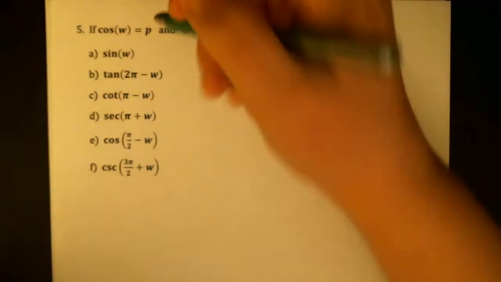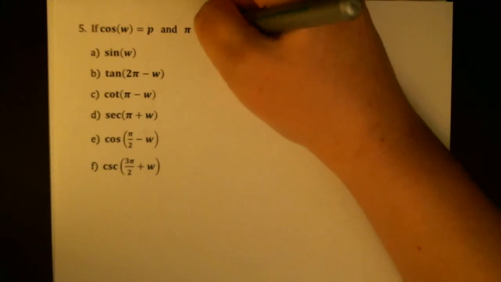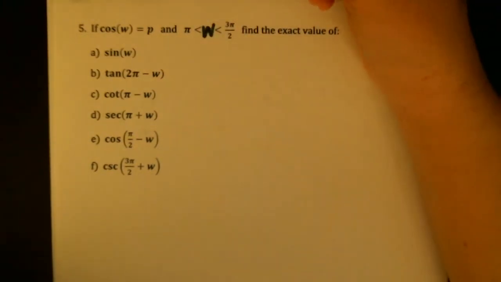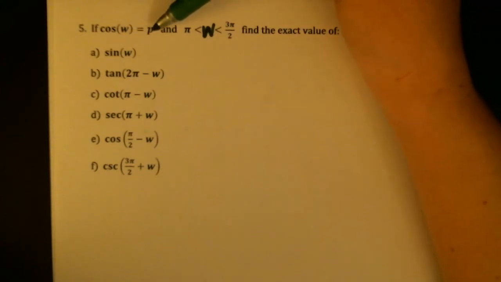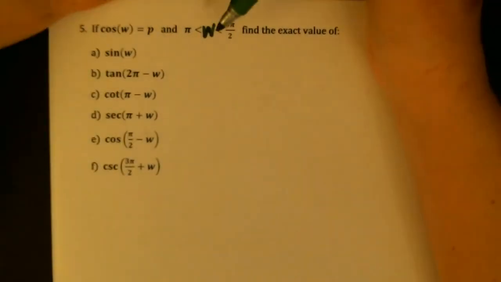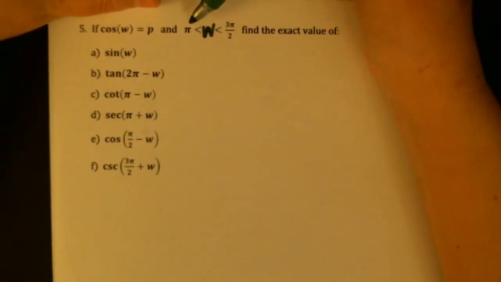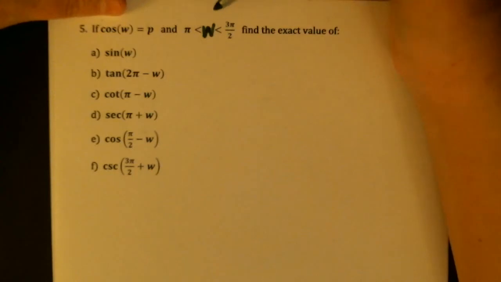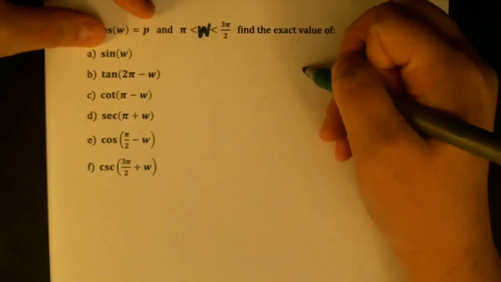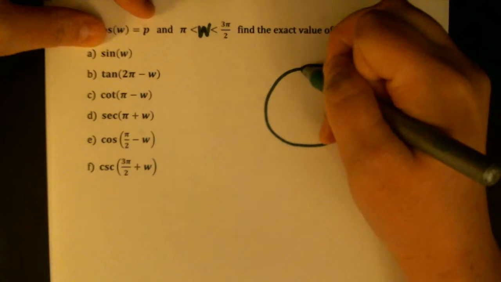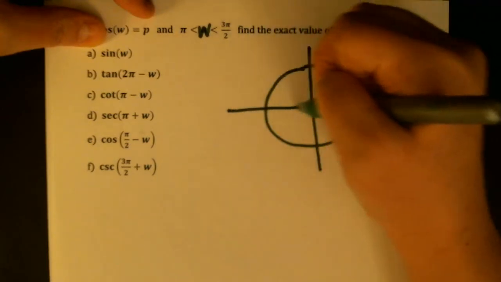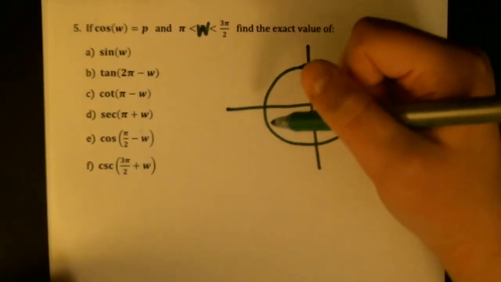So, I see a cut and paste error already. This should be a w. Okay, I'm giving you the information that cosine of w equals p. So what you get for free is that your x coordinate is p, and that's not a lot to go on in terms of where you are on the unit circle, but it is narrowed down to a single quadrant. So w, the arc length, lands somewhere between pi and 3 pi over 2, which is going to be in quadrant 3. Okay, so we're somewhere in quadrant 3.